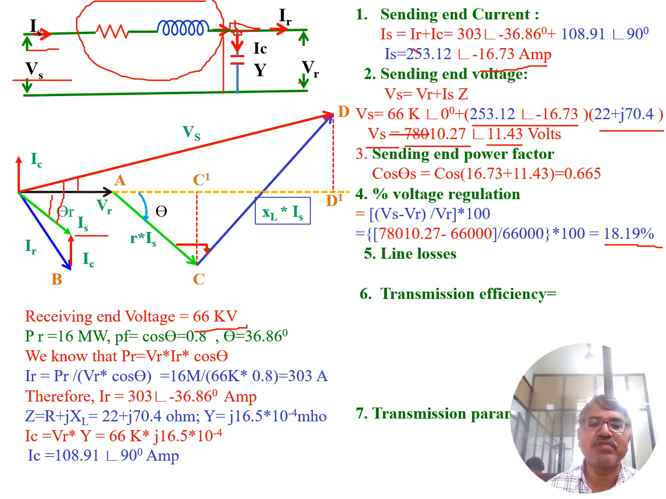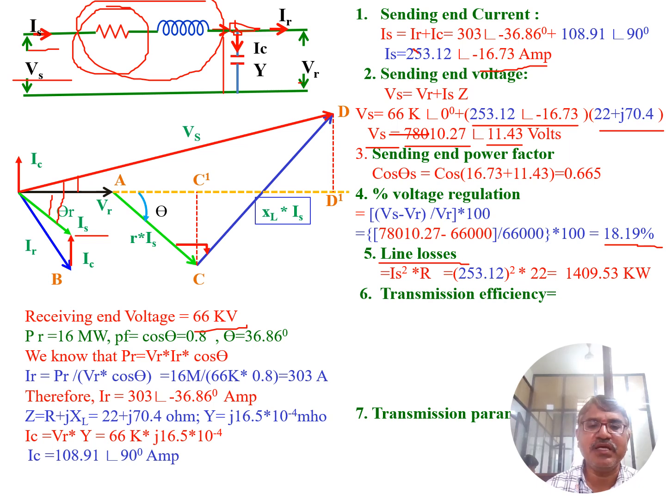What is the formula of the line losses? So the line losses, transmission line losses is equal to, ఏ కరెంట్ ఫ్లో అవుతుంది రెసిస్టర్లో, flow of current through the resistor is Is. రెసిస్టర్ రెసిస్టెన్స్ వాల్యూ is R. Therefore line loss in the transmission line is equal to Is square into R.